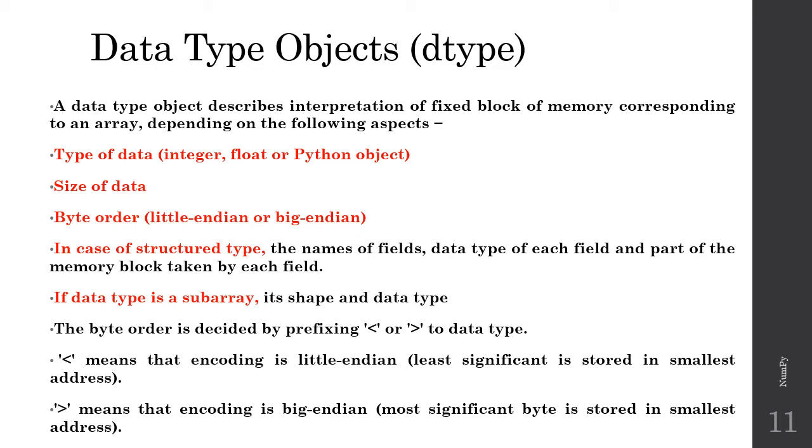And byte order is decided by two prefixes, either by using the less than prefix or the greater than prefix to the data type. If the less than prefix is used with the data type, it means encoding is little endian. That is, the least significant byte is stored in the smallest address. If it is the greater than prefix, it means that encoding is big endian, which means that the most significant byte is stored in the smallest address. So that is just a byte order encoding scheme.